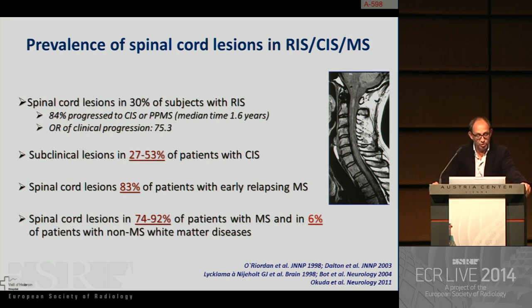Also, it's very useful to perform a spinal cord MRI in those patients. Again, there are some papers indicating that the presence of lesions in the spinal cord in these subjects is relatively high, up to 30% of the patients, which is quite similar to the prevalence that has been described in patients with a clinically isolated syndrome. Obviously, this prevalence is much lower compared to the prevalence of spinal cord lesions in patients with established MS, which can be as high as 90%.